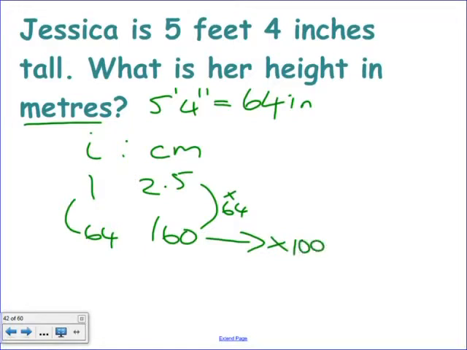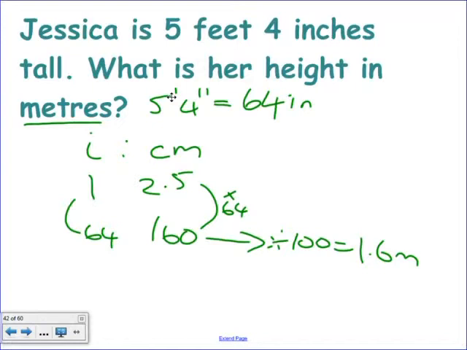Times 100. Not times 100. That would be massive, wouldn't it? That's what I mean about the wrong answer. No. Divided by 100. It's in centimetres, so I'm going to divide by 100, because you want it in metres. If I multiply by 100, it becomes 16,000 metres. See what we mean about the answer making sense? So you divide it by 100, and it gives you 1.6 metres, which is about right.